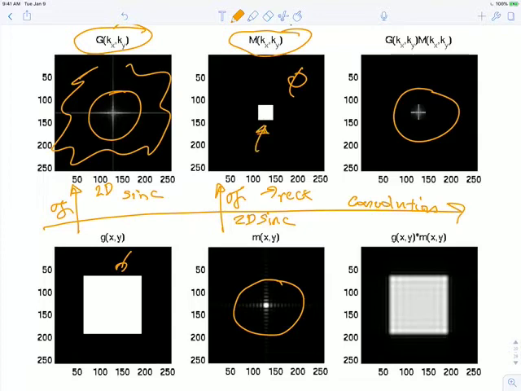Okay, so that's where it really comes in useful for imaging, that when you convolve in the image domain, you're actually multiplying and typically getting rid of frequencies in the frequency domain. All right.